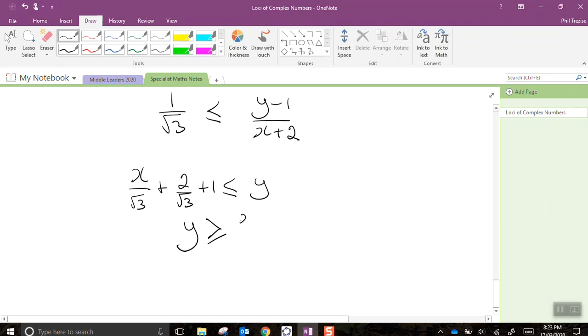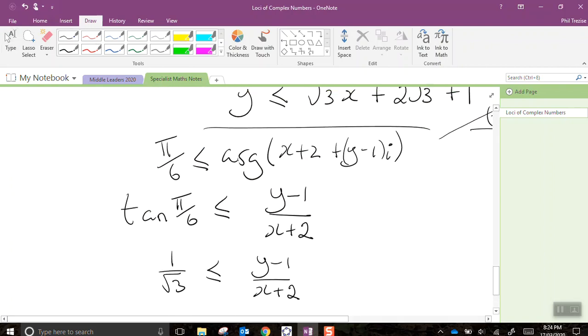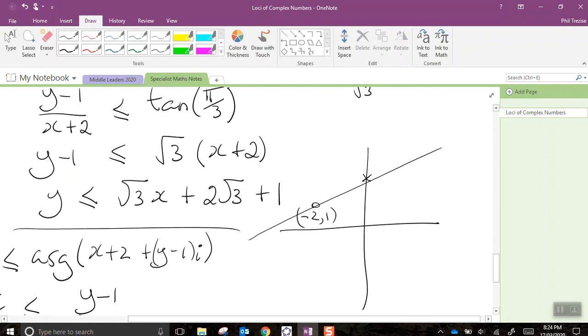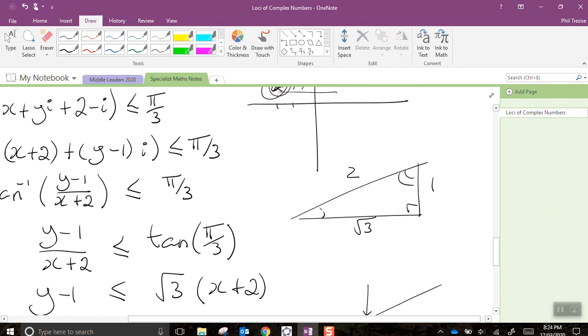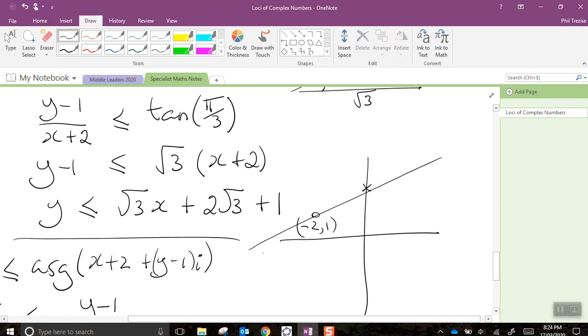And what do we have here? x over root 3 plus 2 over root 3 plus 1. So 2 over root 3 plus 1 will give me the y-intercept, and the gradient is 1 over root 3. So back to our diagram, we have a different y-intercept and a different gradient. But pretty much this will give me the line that runs, which one was this going to be? The higher one or the lower one? So this one will give me the opposite line, and we're looking again for the spaces in between them.